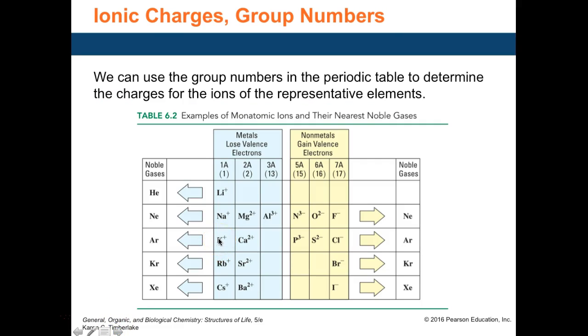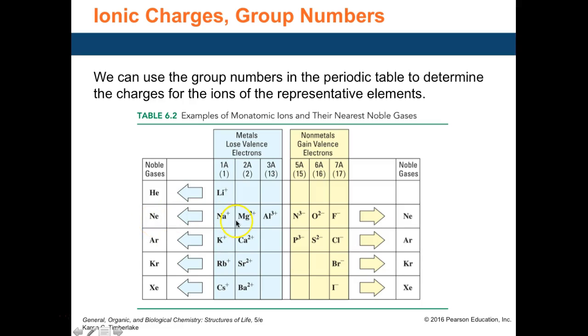Also, the electron configuration of the metal ions resembles the noble gas that precedes it. So the lithium ion has an electron configuration of 1s2, just like helium. And sodium, magnesium, and aluminum ions have 10 electrons, which resembles the electron configuration of neon.